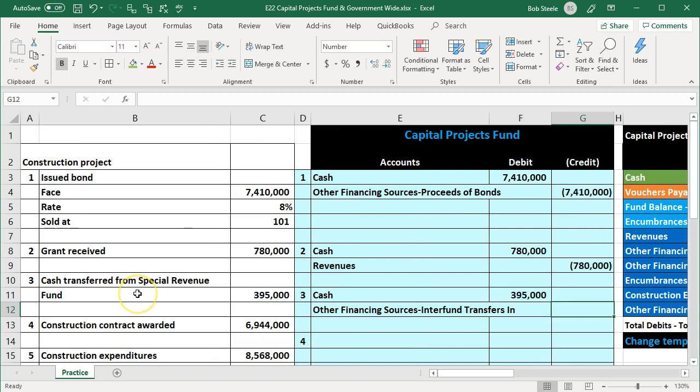We're not going to be recording this on the other side, the special revenue fund, which would be basically the opposite of this type of transaction. And then we're going to say the credit here. And there we have that. Now let's post this out.